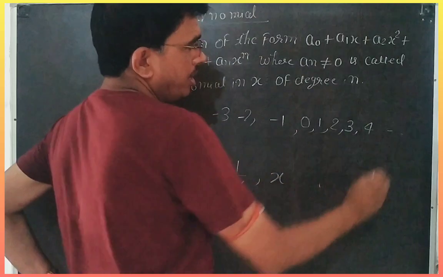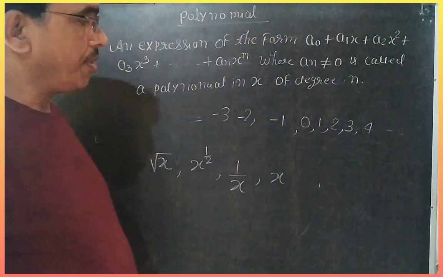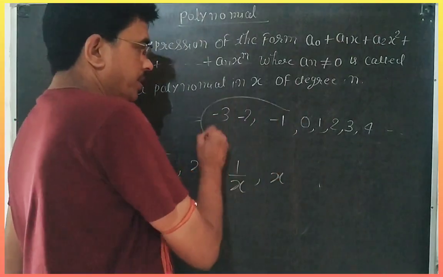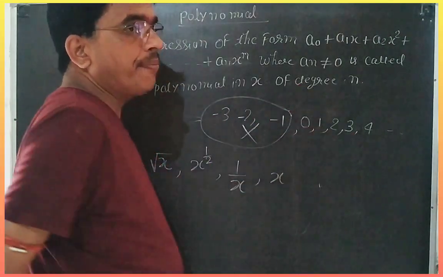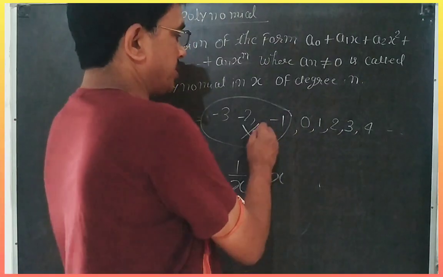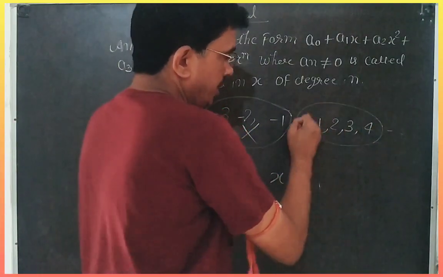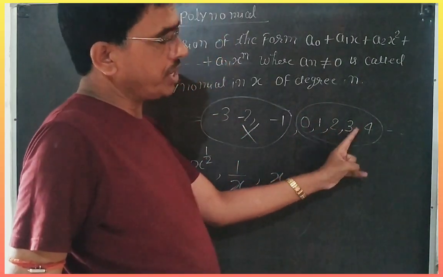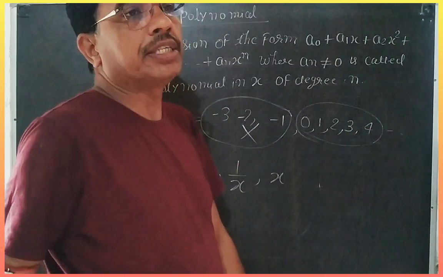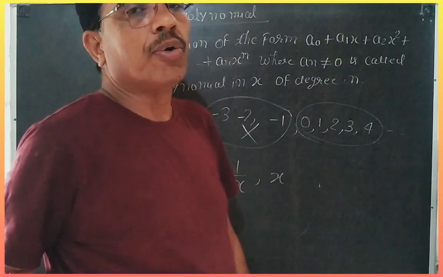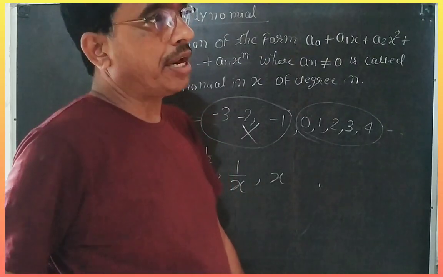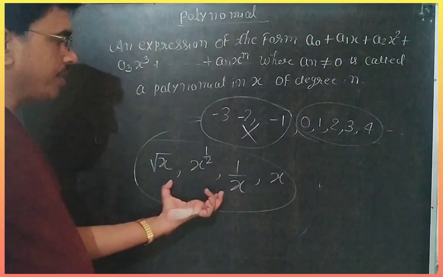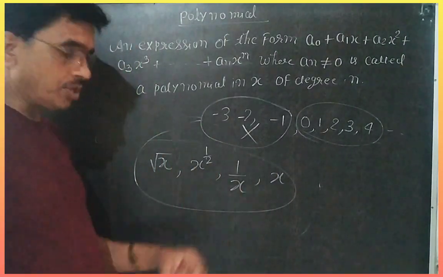It is the integers, but your condition is that the degree of the polynomial is a non-negative integer, so the degree of the polynomial, an algebraic expression, is only these numbers. So the degree is 0, 1, 2, 3, 4, etc. Otherwise you can say an algebraic expression whose degree is a whole number is called a polynomial. So there are these conditions. If you find otherwise in your algebraic expression, then it is not a polynomial.